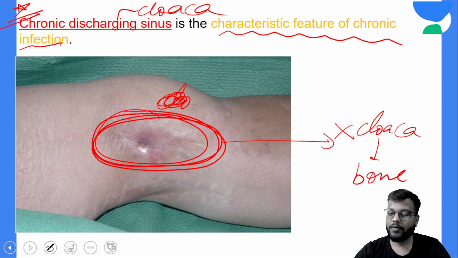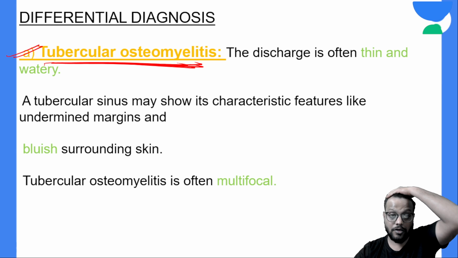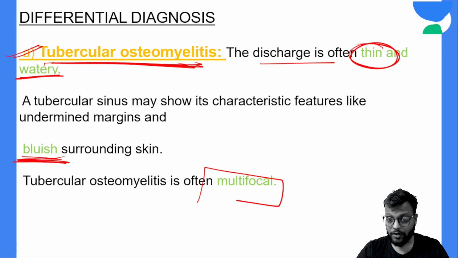Now in the differential diagnosis, first is your tubercular osteomyelitis. So how will you differentiate between the normal chronic osteomyelitis and tubercular osteomyelitis? In tubercular osteomyelitis, your discharge will be thin and watery, whereas around the discharging sinus you will have bluish skin, and a very important thing is that it will be multifocal.